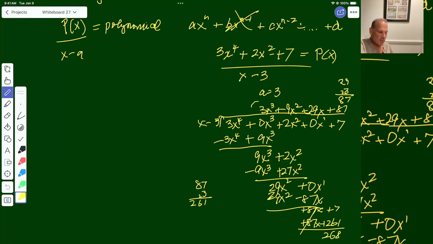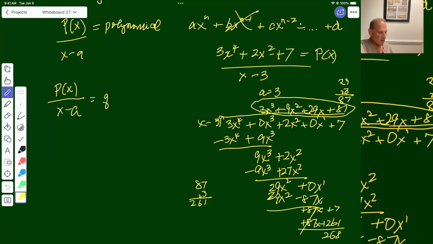So I'm going to call this polynomial the quotient. I'm going to call that q of x, right? So I got p of x divided by x minus a is equal to this whole polynomial, Q of x, right? And there's a remainder, though, of 268, right?